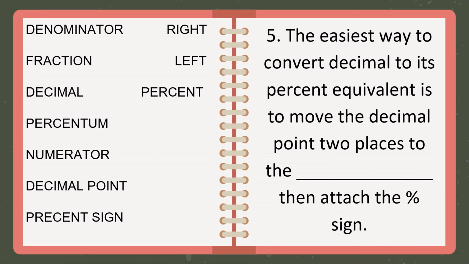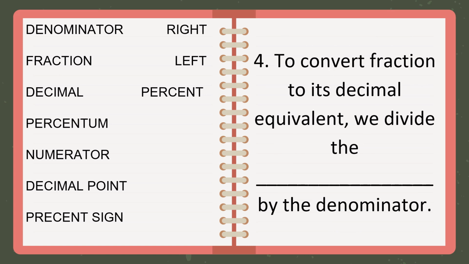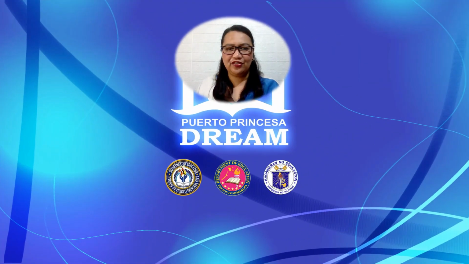Number 5. The easiest way to convert decimal to its percent equivalent is to move the decimal point 2 places to the blank, then attach the percent sign. To thoroughly check your knowledge, let us have the short assessment. Get your pen and paper and let's start.